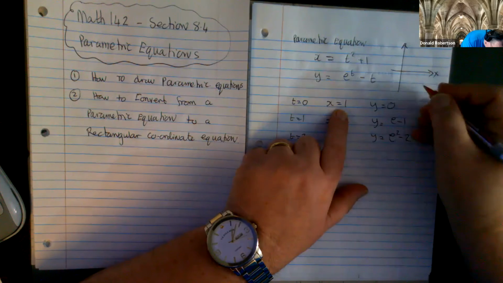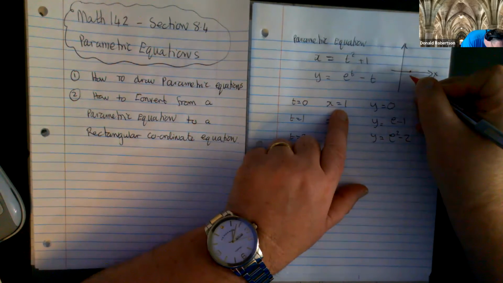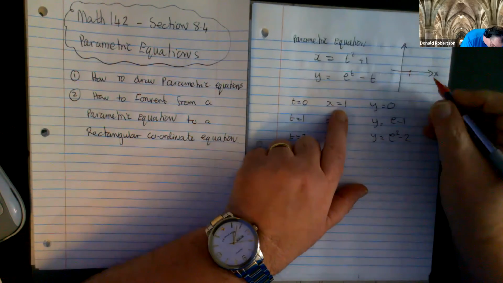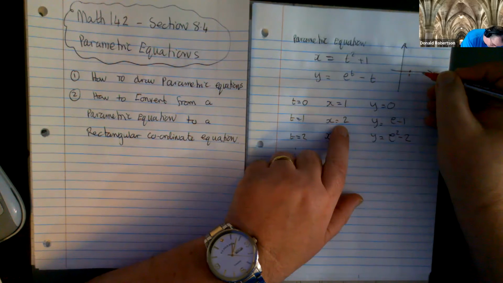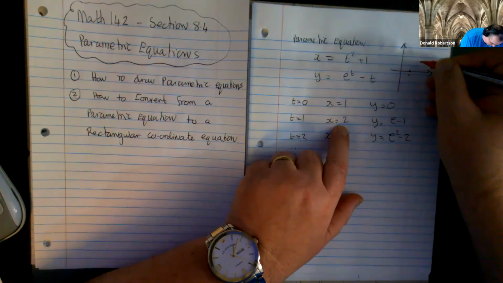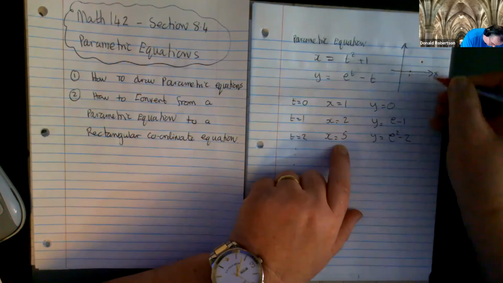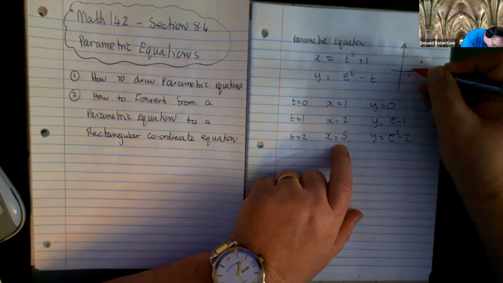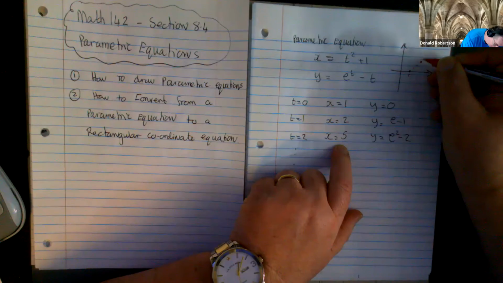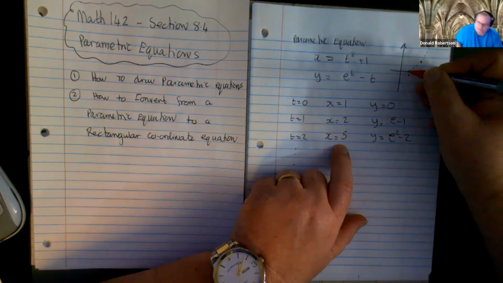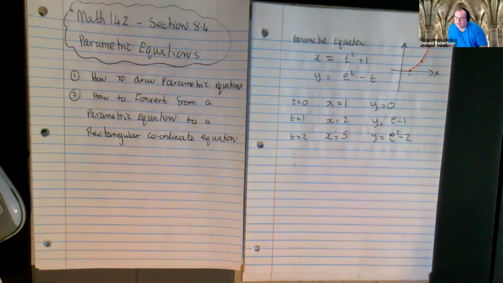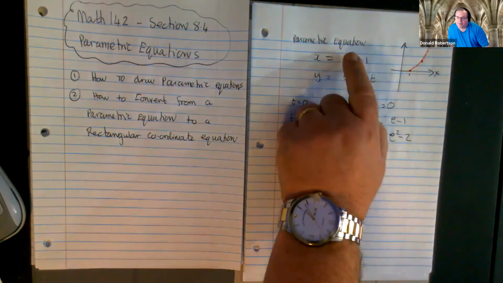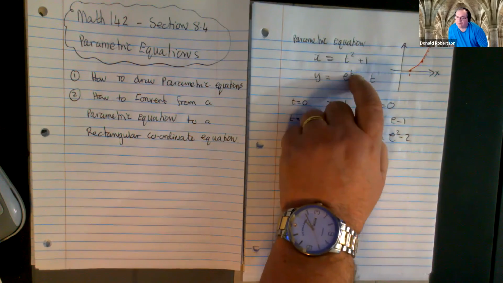Right, it starts at 1, 0, which is there. And then it would go to 2, e minus 1, which is about here. And then it would go to 5, e squared minus 1, and it might be here. And can you imagine plotting lots and lots of points? Can you see, essentially, wouldn't you get a curve? So this is called the parametric equation of that curve.